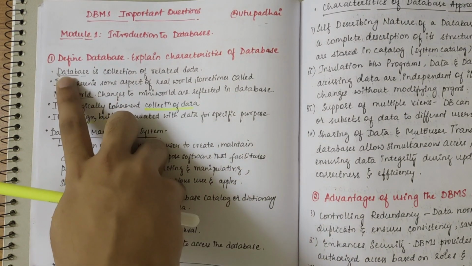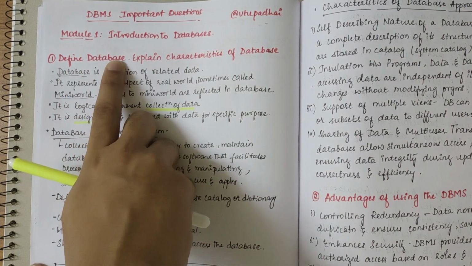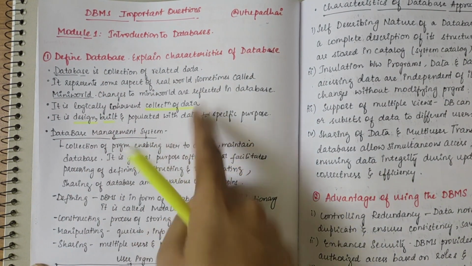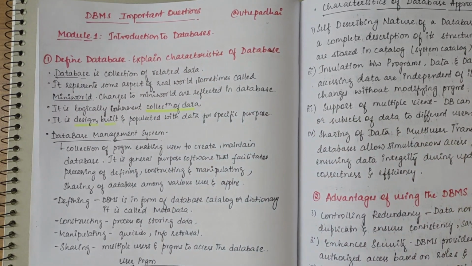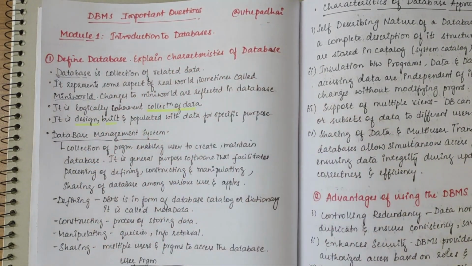In the first module, the first question is define database, or they can ask database management system. Along with that, we need to explain the characteristics. So this could be asked for 4 or 5 marks.